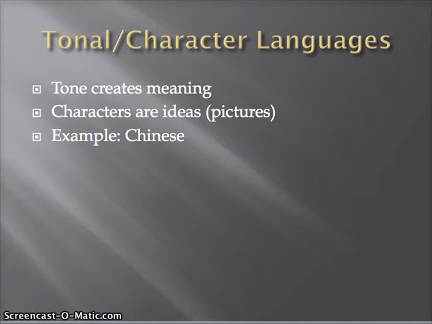For example, the character for a tree resembles a tree. The character for a forest is 3 of those characters for tree put together. So characters build off of other characters. So that's the idea of a tonal or character-based language. Again, like I said, there are many of them. There are dozens of them around the globe, but Chinese is probably the one that they're most familiar with.